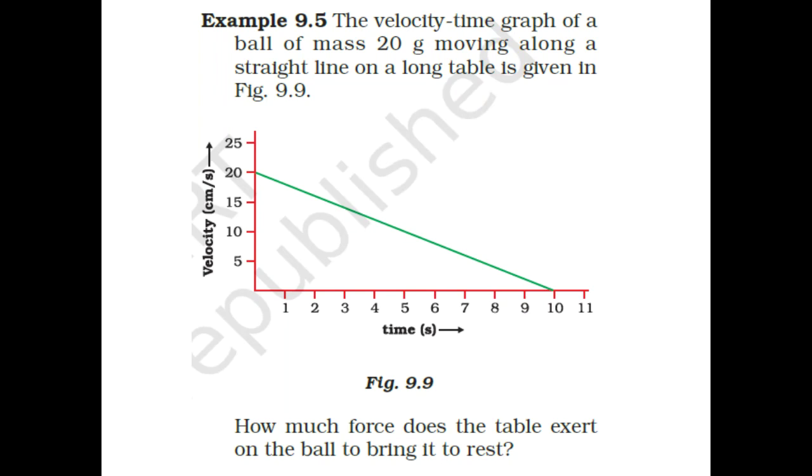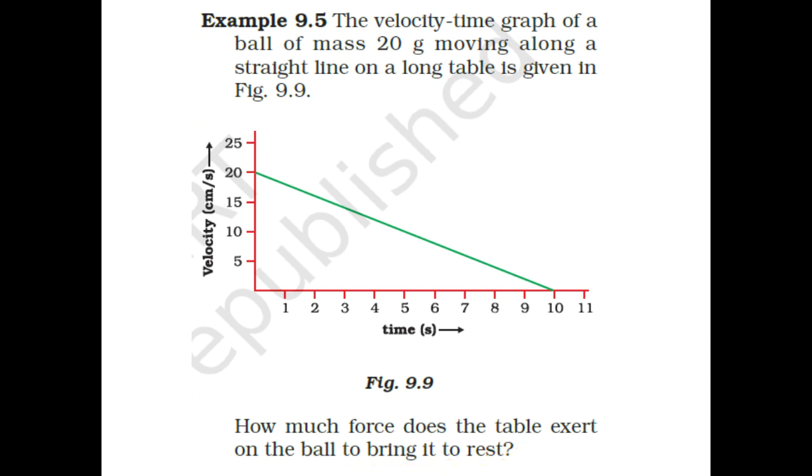Question 9.5. The velocity time graph of a ball of mass 20 gram. Mass is given, but it is in gram, so we have to convert it into kilogram in the SI system. The ball is moving along a straight line on a long table. In this question, we have not been given u and v directly, but we have to find these things from this graph. The question asks how much force the table exerts on the ball to bring it to rest. Means we have to find force.